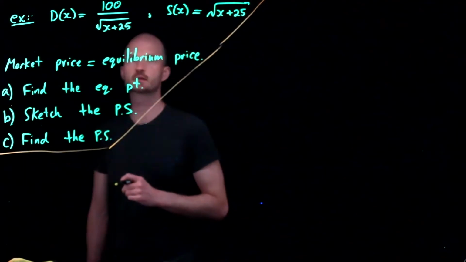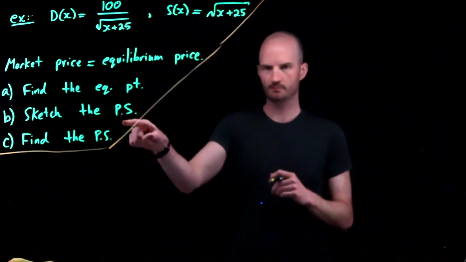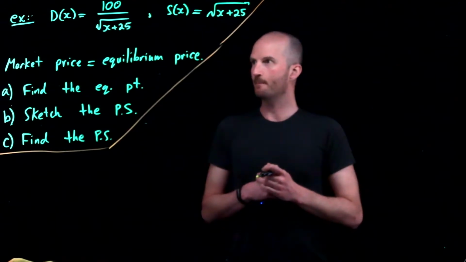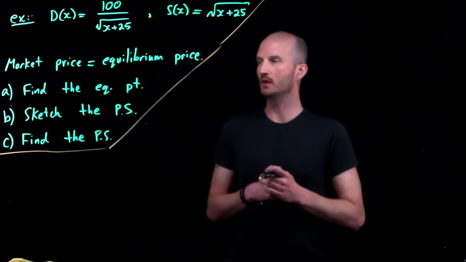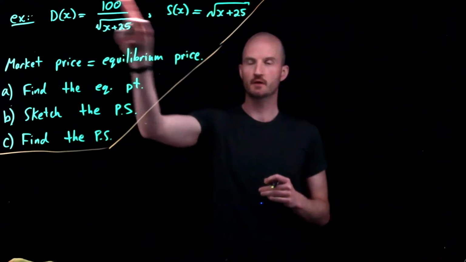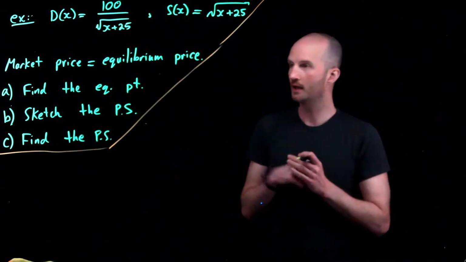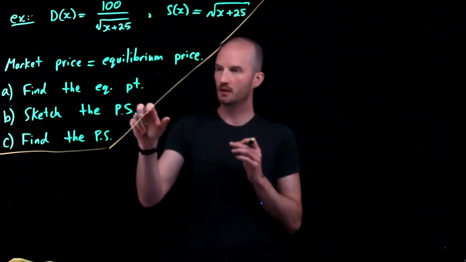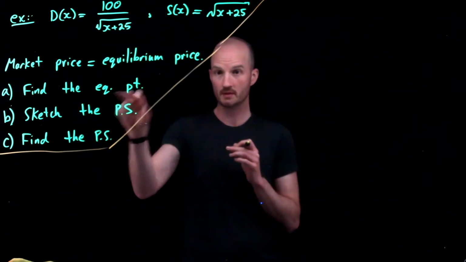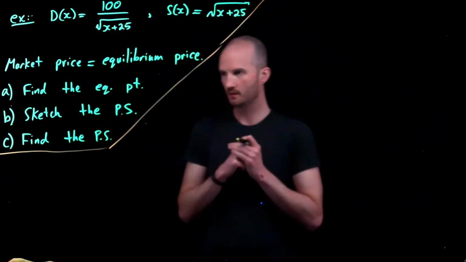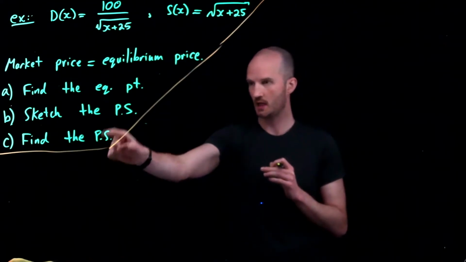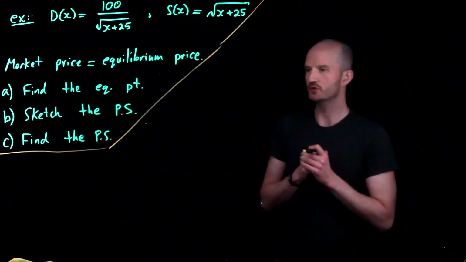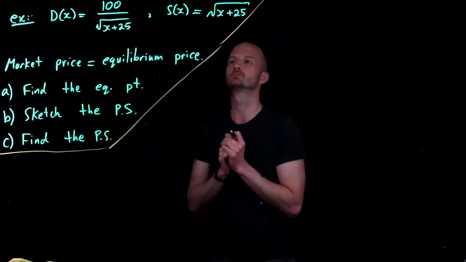Producer surplus. That's my PS here. What else do we have here? So we have a demand curve, a supply curve, and the market price is set at the equilibrium price. So we're going to find the equilibrium point to begin with, then find the producer surplus, and on the way we will sketch the producer surplus, roughly.